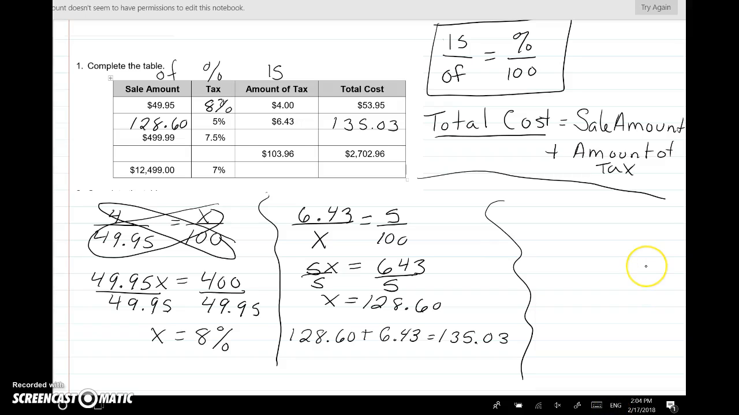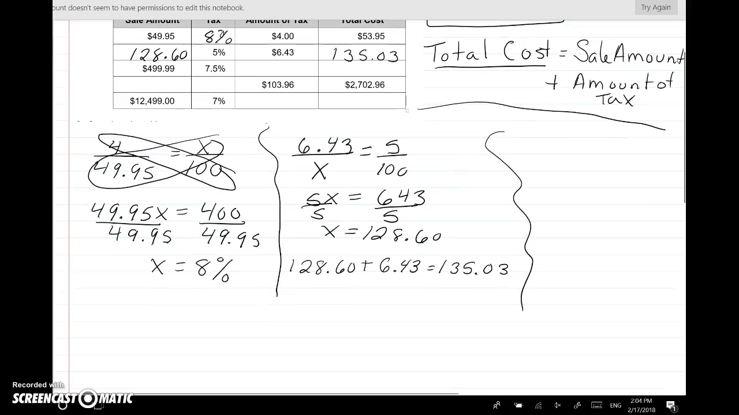Let's see here. I don't know what my is, but I know my of, so I'm going to start with my x over my of is 499.99 equals 7.5 over 100. I'm going to cross multiply. I get 100x equals 3749.93 cents.